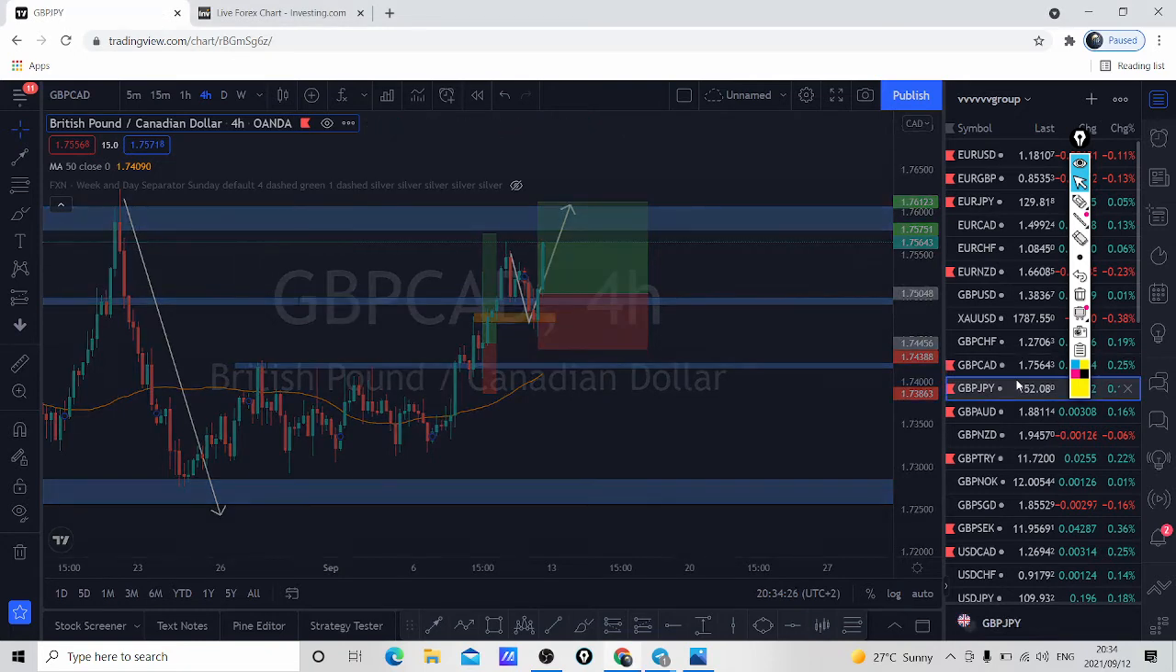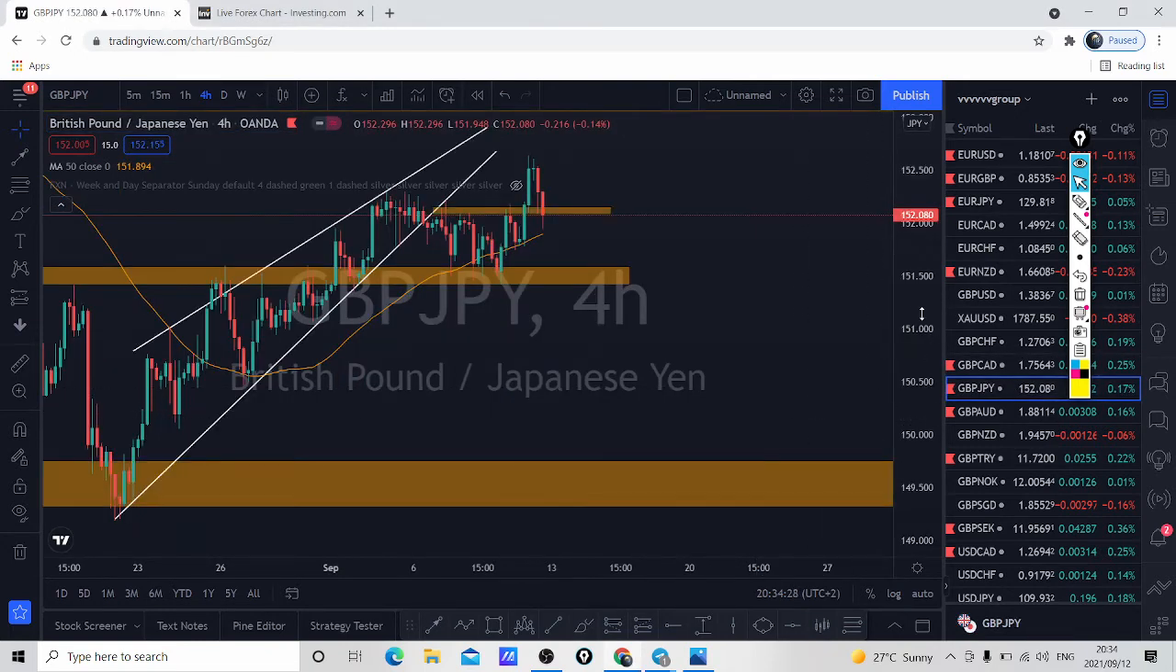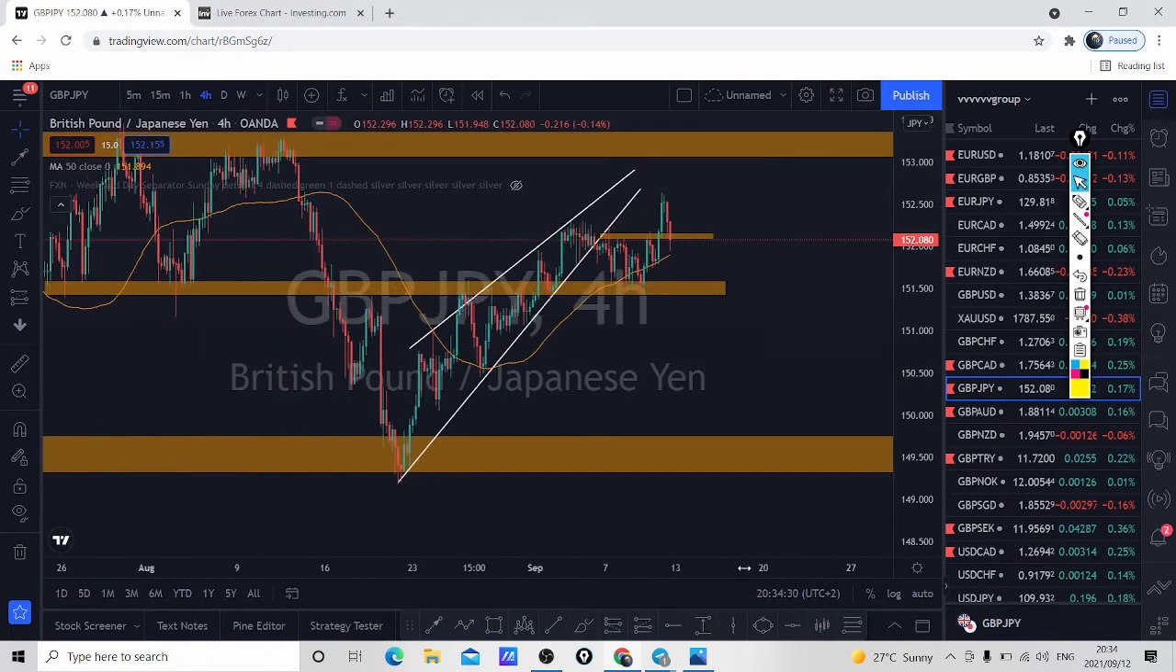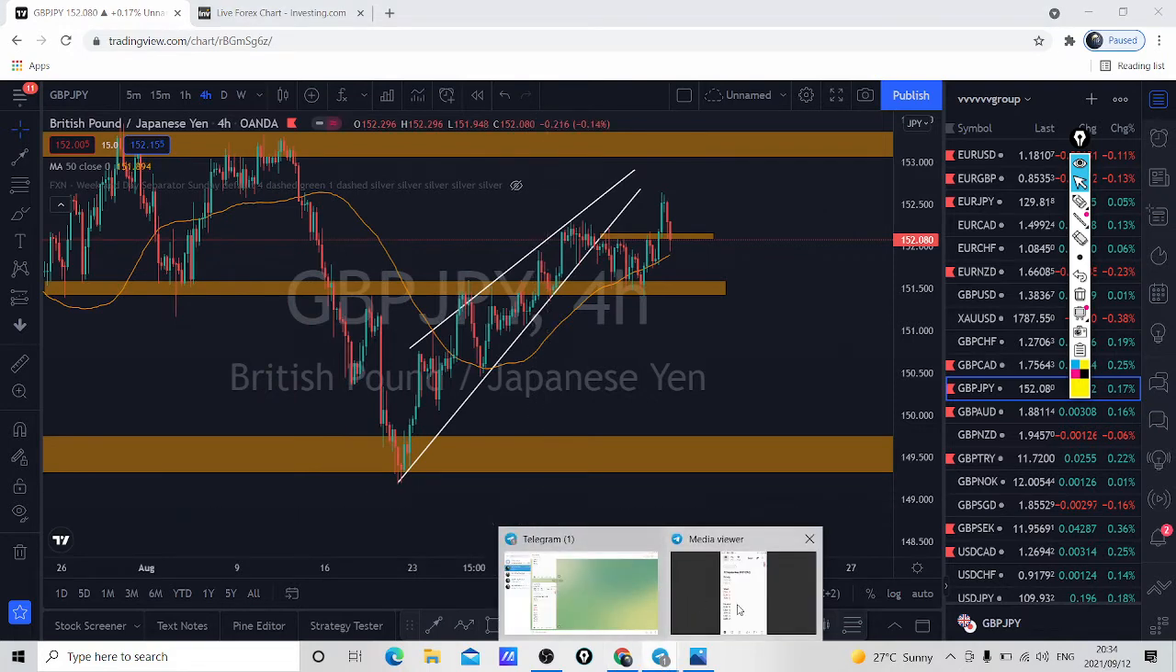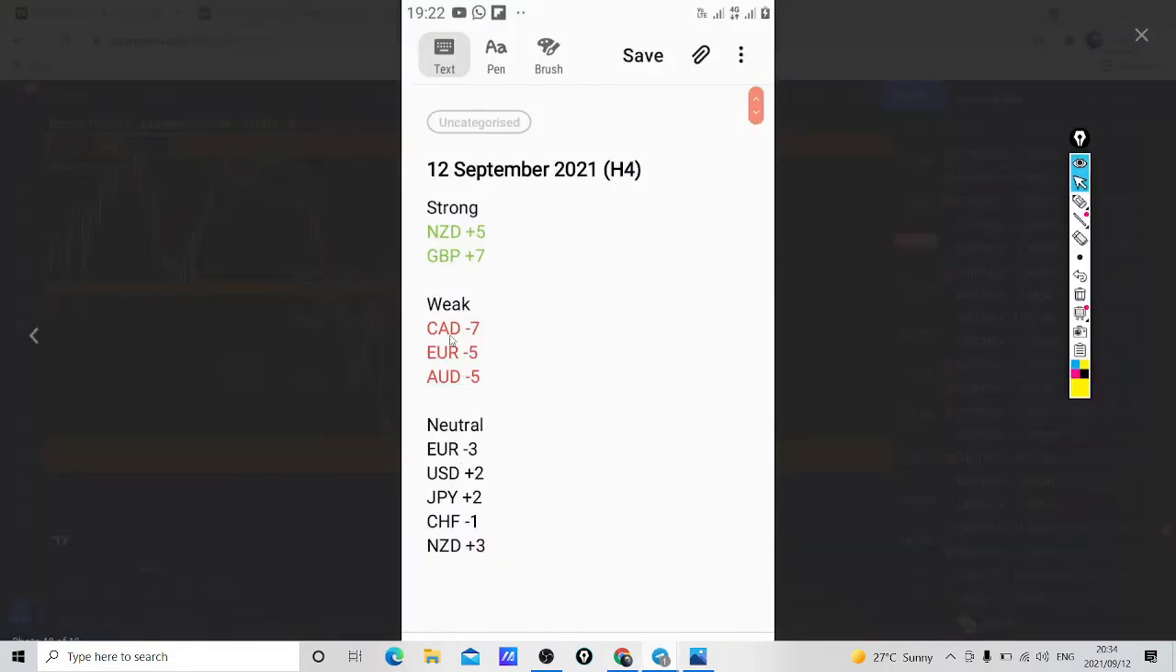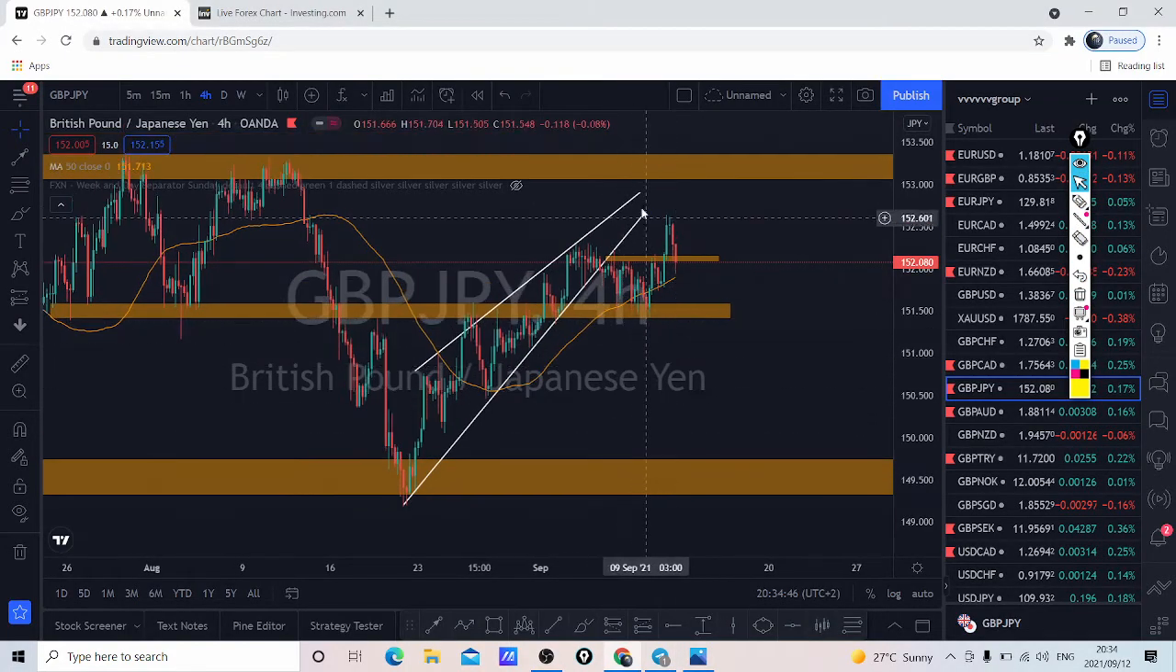So let's see what's happening here. Based on the correlation numbers, they look good. GBP is up, and the JPY is neutral, but the price action doesn't look good.